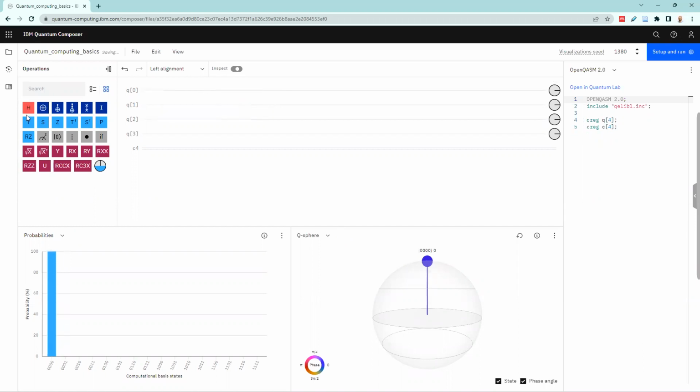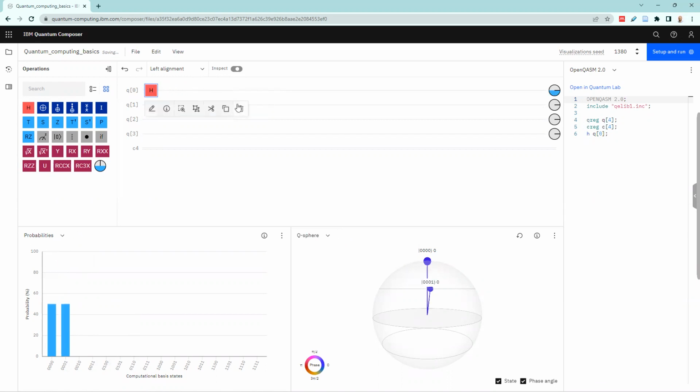Let's apply 2 Hadamards. I apply first Hadamard, it creates a superposition, and then I apply another Hadamard, and it destroys the superposition. Basically, it is doing nothing if you apply 2 Hadamards. So H square equals to 1.